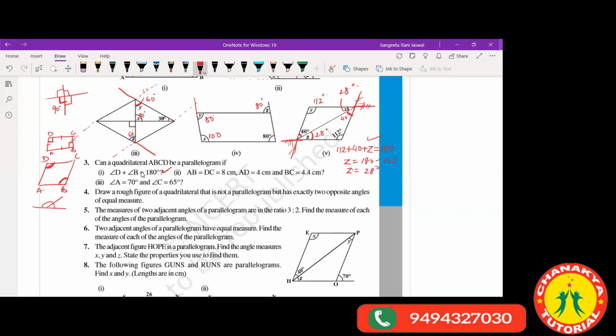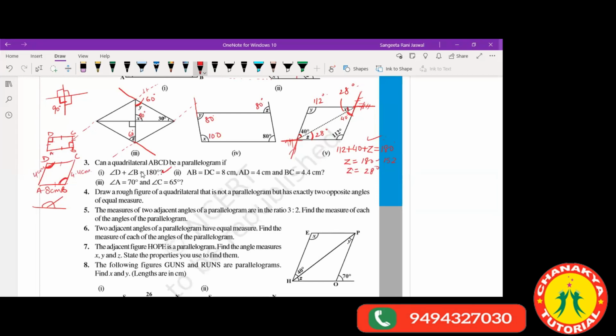Okay, now, ma'am, can you explain the second bit of the third question, please? Okay, that is AB equals CD. Now, just look at the same figure, parallelogram. AB is equal to DC. These two sides are 8 centimeters, and AD is 4 centimeters and BC is 4.4 centimeters.